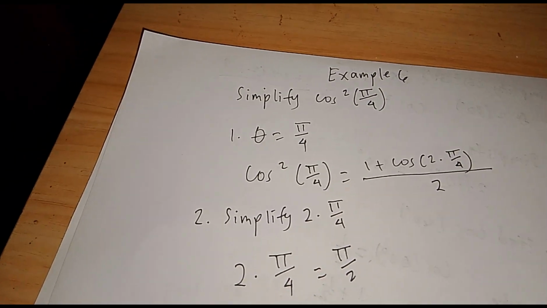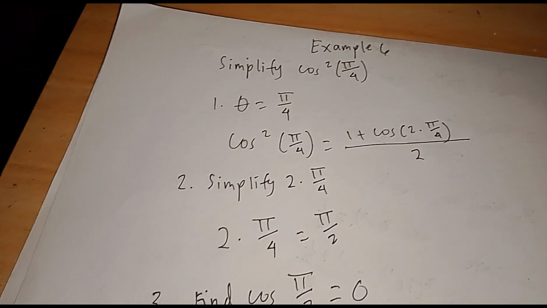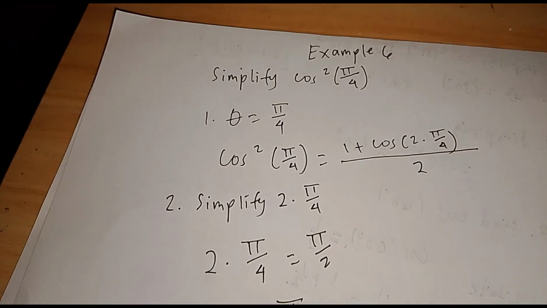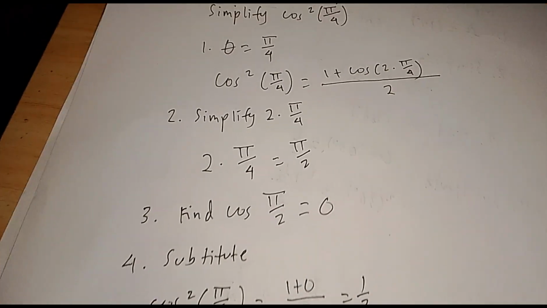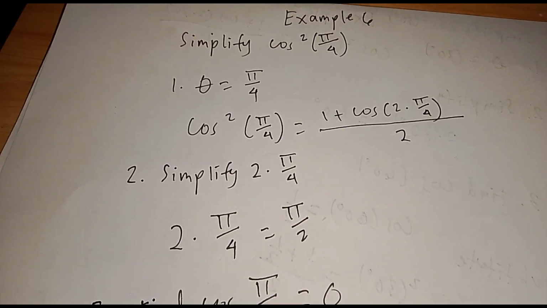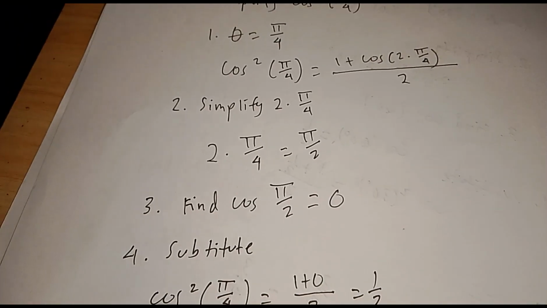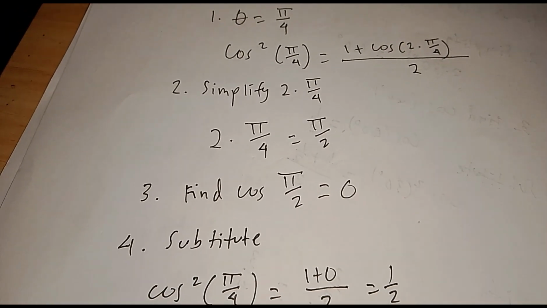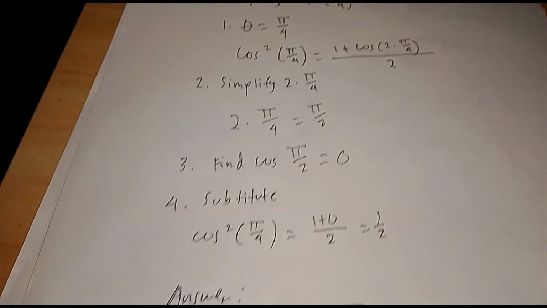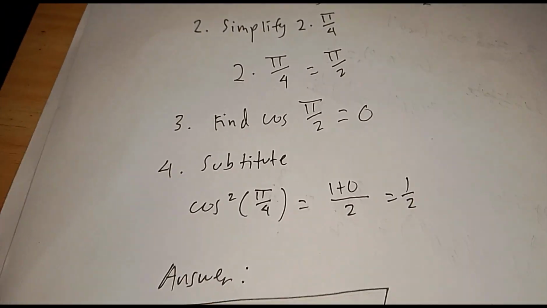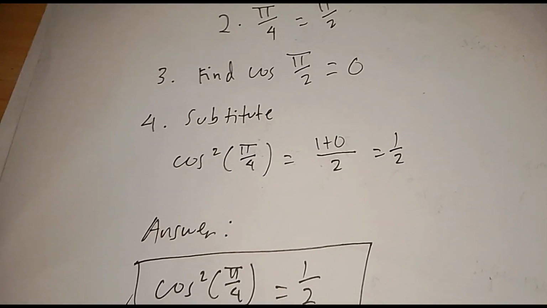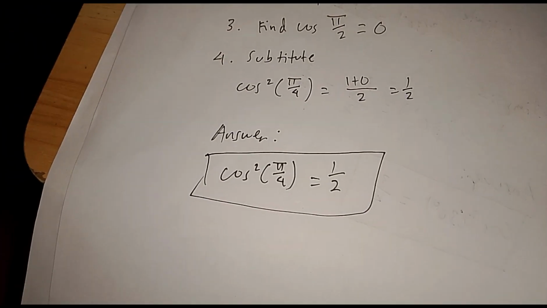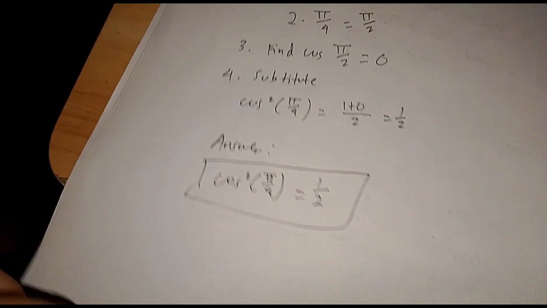Simplify and then identify theta. So theta is pi over 4. Again, substitute theta with pi over 4 and then simplify the cosine 2. 2 multiplied by pi over 4 is equal to pi over 2. So cosine pi over 2 is equal to 0. Then substitute, add, and simplify to 1/2. So the answer of cosine squared pi over 4 is equal to 1/2.